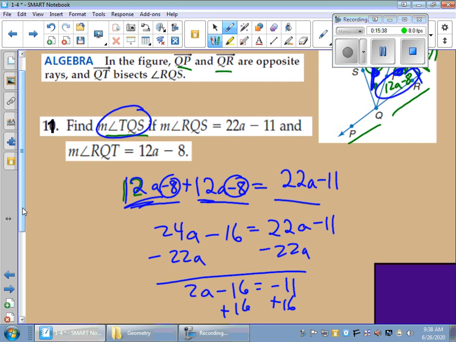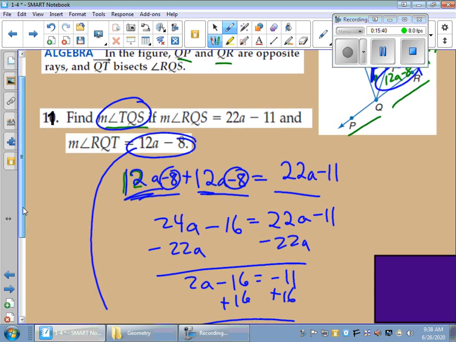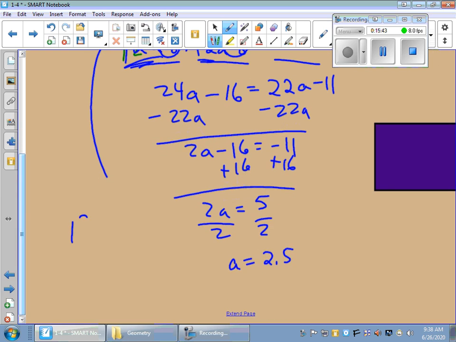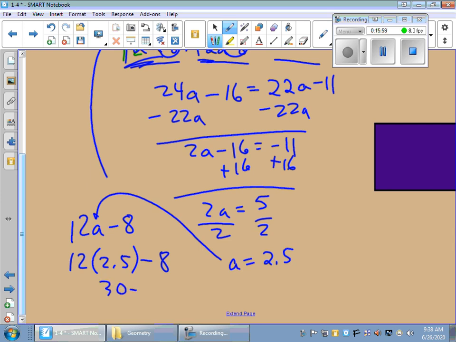So we take this 12A minus 8 and plug in the 2.5. 12 times 2.5 is going to give us 30, and 30 minus 8 is going to give us 22. So our final answer here is going to be 22.